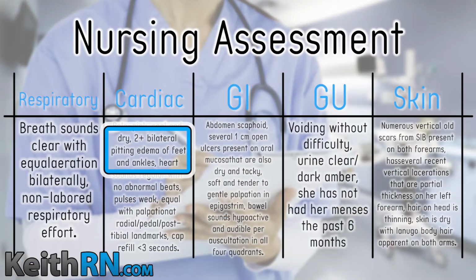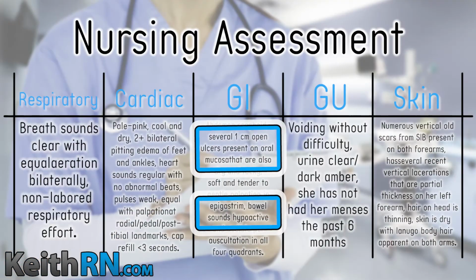With cardiac, she's got 2+ edema. Is she in heart failure? No. When the students understand the significance of albumin and protein, we essentially, with her malnutrition, there's a lack of protein, the fluid is going to leach into the interstitial space, and therefore we have edema. This is expected in the context of someone malnourished.